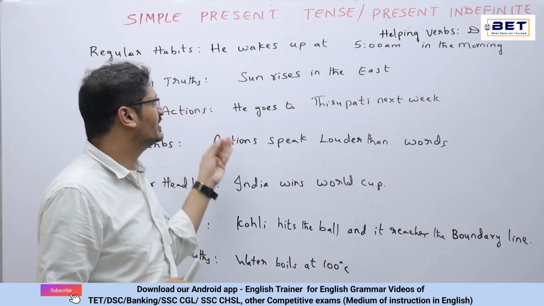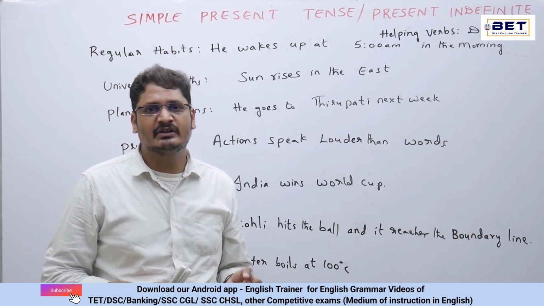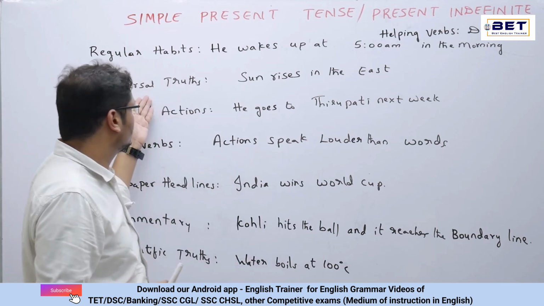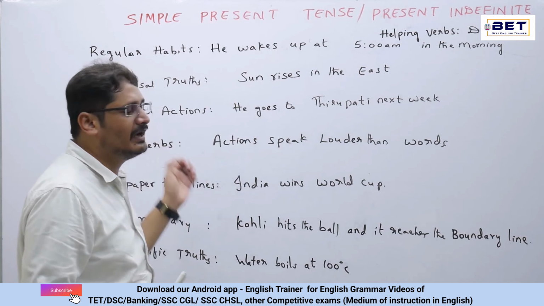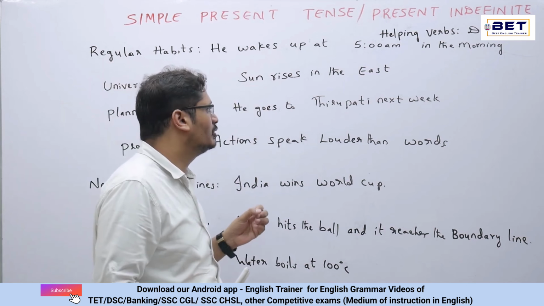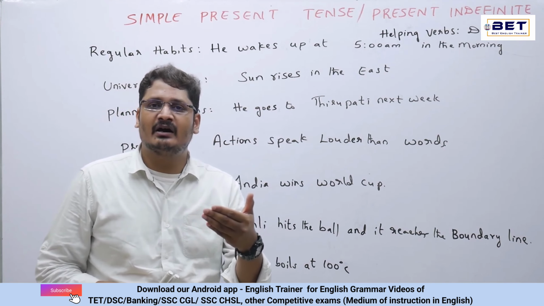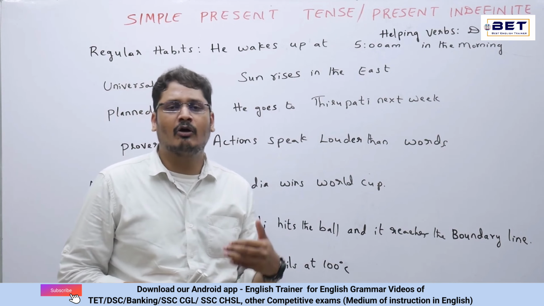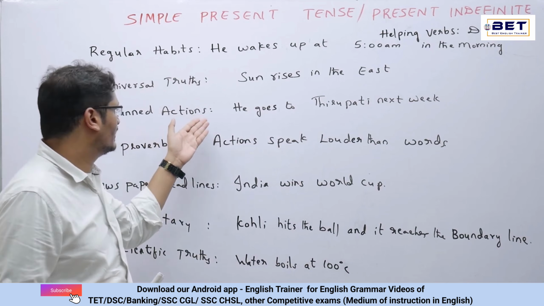Universal truths. For example, I said, sun rises in the east, sun sets in the west. All these universal truths can generally be in the simple present tense. Now, planned actions. For example, I said, he goes to Tirupati next week. I said, he comes from America next year. Okay, all these are planned actions that also can be in the simple present tense only.